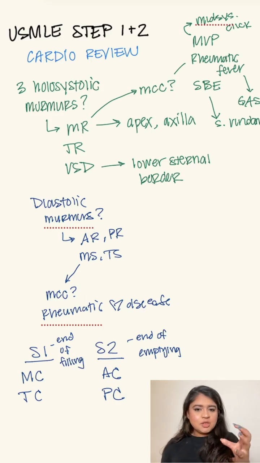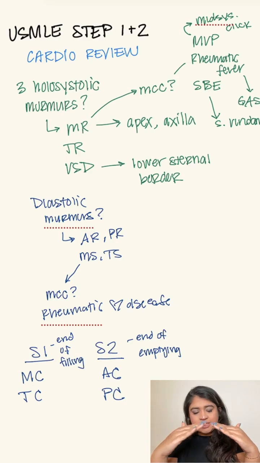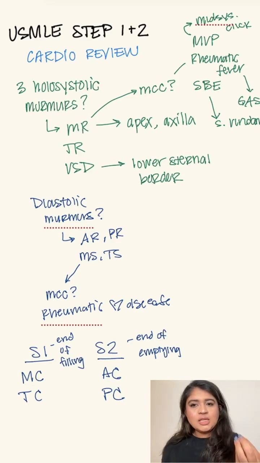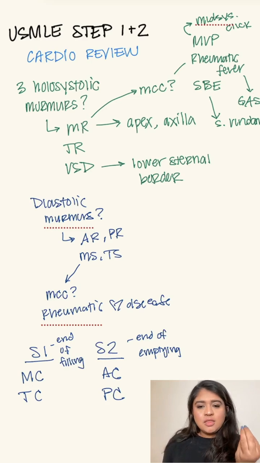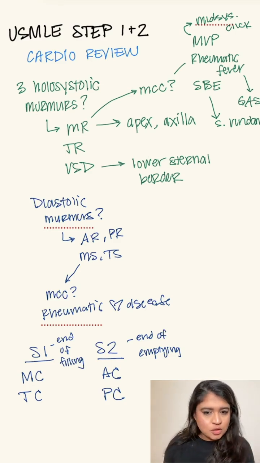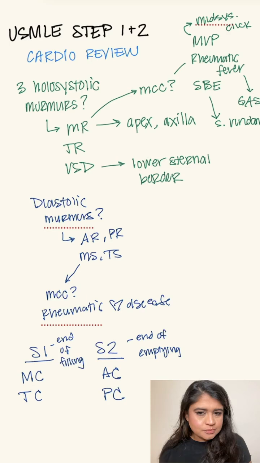Now, if the valves are very stiff and thick, when you close these very stiff and heavy doors, you would expect that closing sound to be louder, right? So when they say a loud S1 or loud S2, I want you to think it's usually talking about a thick valve, which is more like a stenosed valve. So mitral or tricuspid stenosis, aortic or pulmonic stenosis would be loud S1 or S2 respectively.